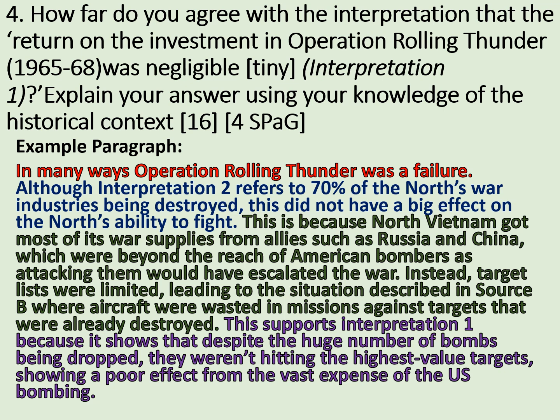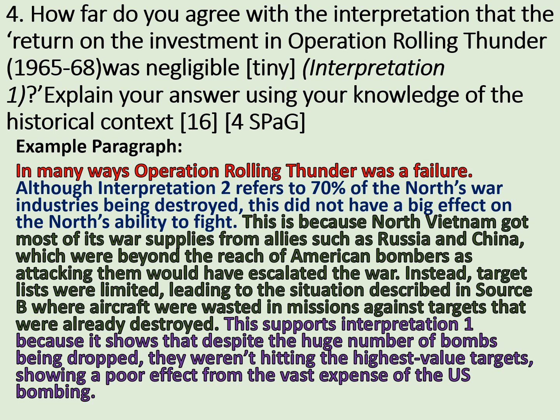Although interpretation 2 refers to 70% of the North's war industries being destroyed, this did not have a big effect on the North's ability to fight. There's an example. This is because North Vietnam got most of its war supplies from allies such as Russia and China, which were beyond the reach of American bombers, as attacking them would have escalated the war. Instead, target lists were limited, leading to the situation described in source B, where the aircraft were wasted in missions against targets that were already destroyed.